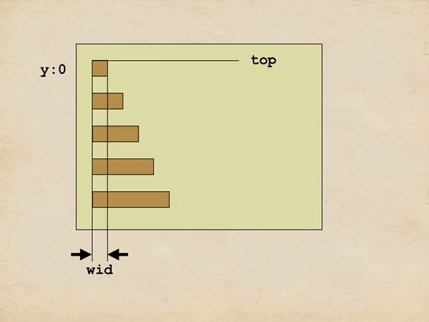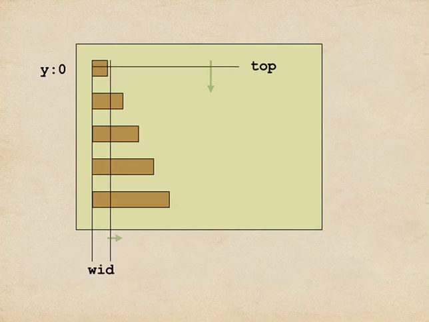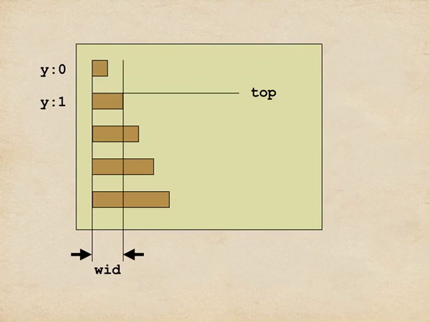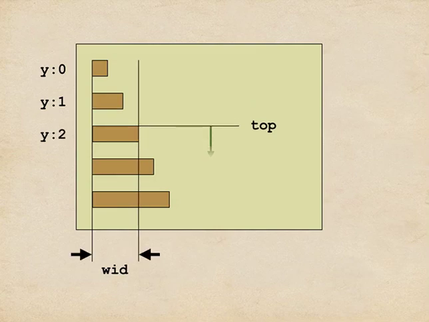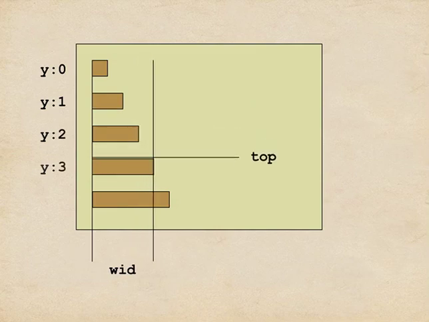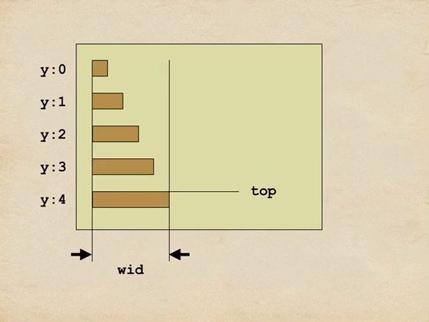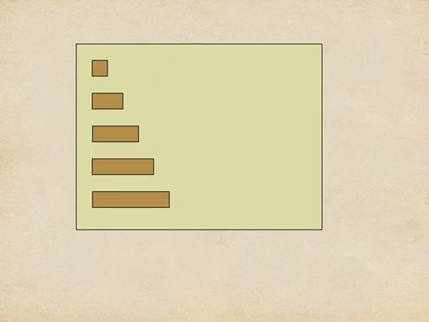So just to nail it down, let's walk through the loop. At y equals 0, top and width have their starting values of 50 and 50. Then we add something to top and we add something to width to create new values of top and width. And now y equals 1. And each time through the loop, we add values to top and width and then draw the new bar. And when we're all done, we have a picture.